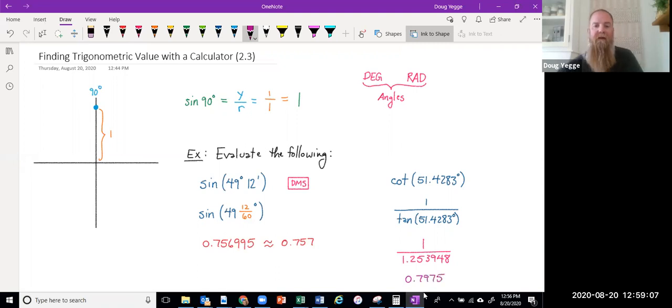So now we can calculate degrees, minutes, and seconds. We can calculate cotangent, cosecant, and secant values. But it turns out that there's one other really helpful tool for a calculator, and that's going backwards to find an angle if you know what the corresponding ratio is.